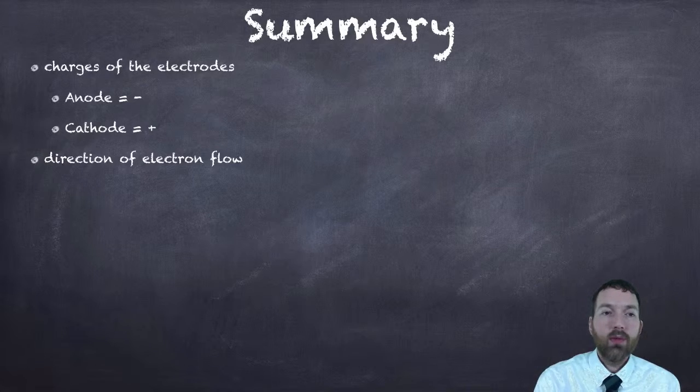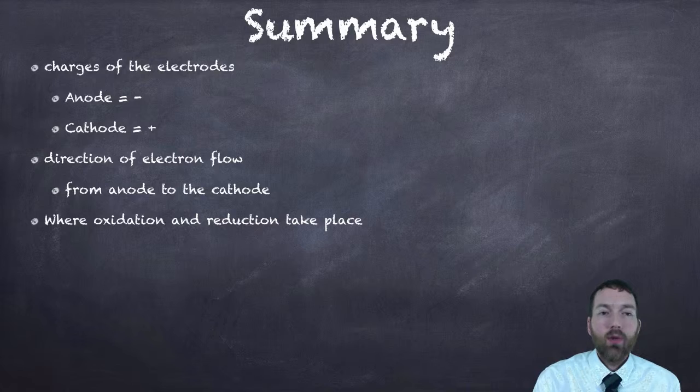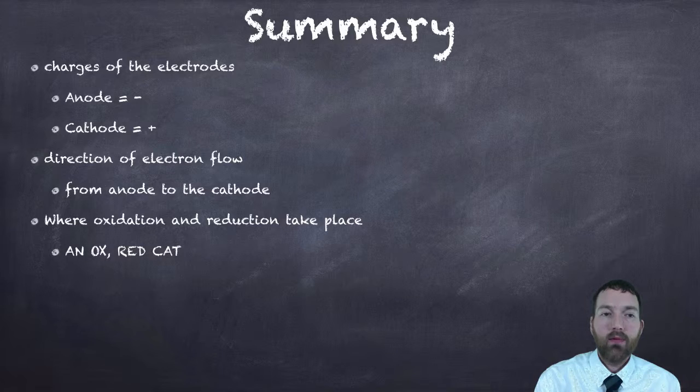You need to be able to label the direction of the electron flow. It's always from the anode to the cathode. The more active metal is the anode. Active metals lose electrons. So the electrons are always going to be lost from the anode and travel to the cathode. Those negative electrons will be attracted to the positive side. You also need to know where oxidation and reduction take place. There's a little phrase or trick to help you remember that. An ox, red cat: oxidation at the anode, reduction at the cathode.